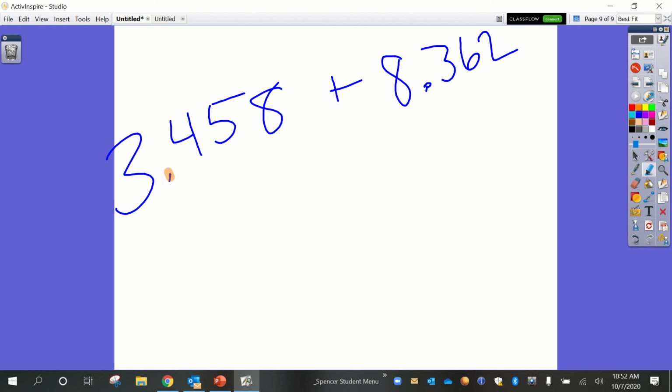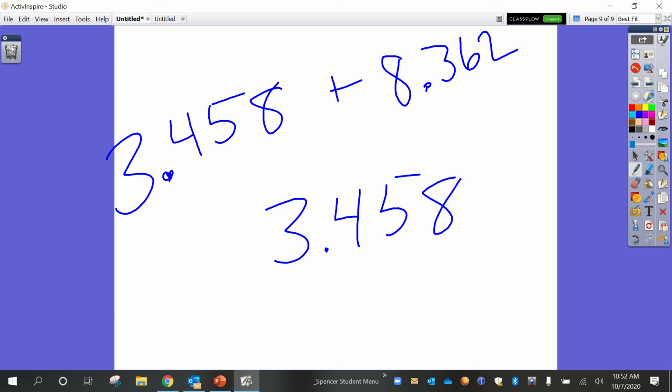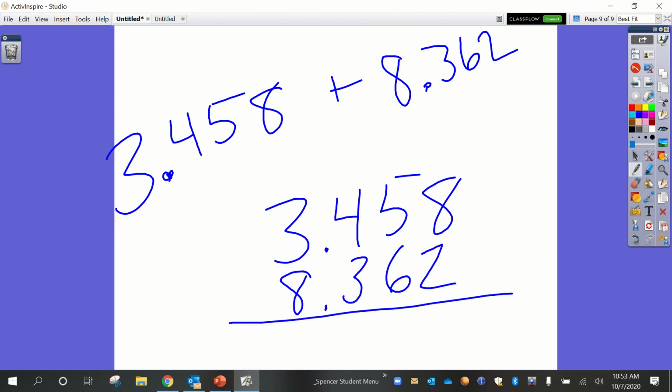Once again, make sure, look at that. That kind of looks like a comma. Could look like 3,458, but we know that it was supposed to be a decimal, so let me make sure it looks like a decimal more than a comma. Be careful with that, guys. All right, let's stack them and add them. 3.458, and we're going to add that to 8.362. All right, 3 and 458 thousandths plus 8 and 362 thousandths.